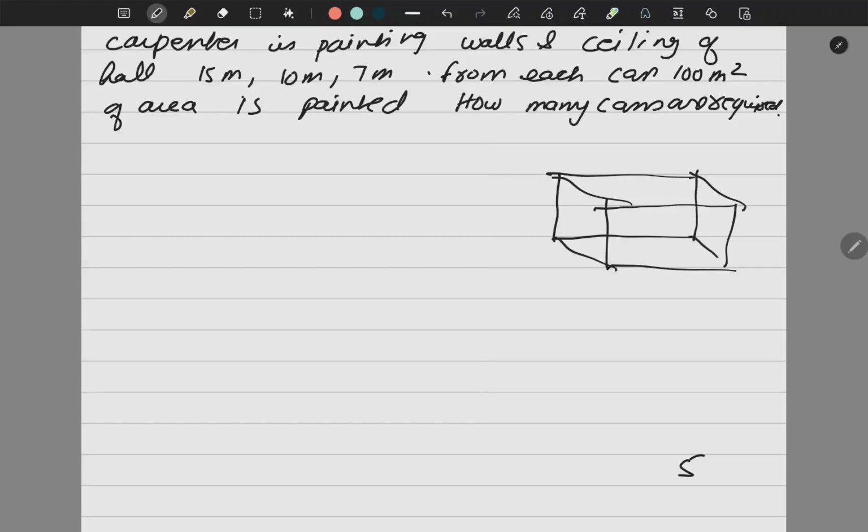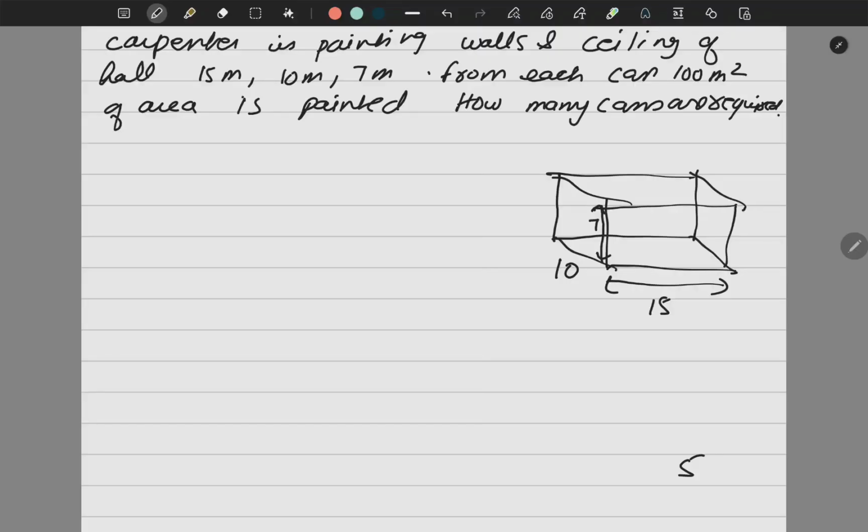Okay. Now let us write down the dimensions. This is 15, this is 10 and this is 7. Correct? So basically if you want, you can apply the formula of the total surface area and subtract the area of the base, that is 150, from it. That also works.